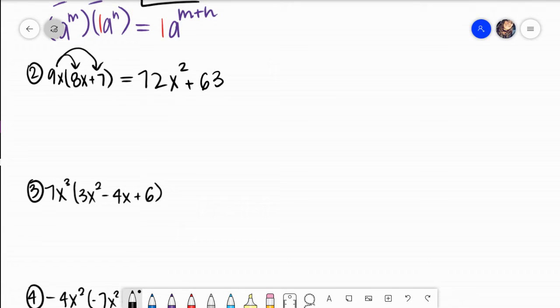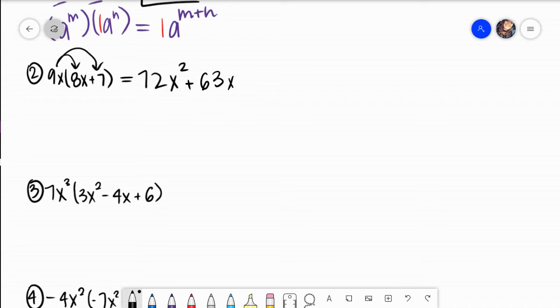Now, x times no x, right? 9x times 7 is 63x. That x with our 9 multiplied with the 7 was a part of our original multiplication. Therefore, it has to be a part of our product.